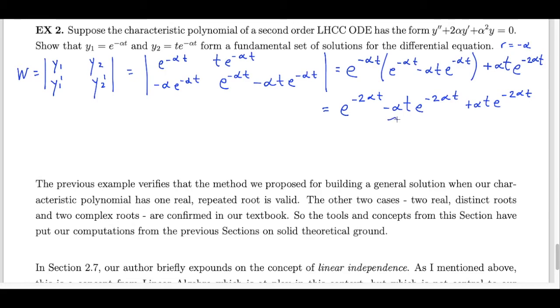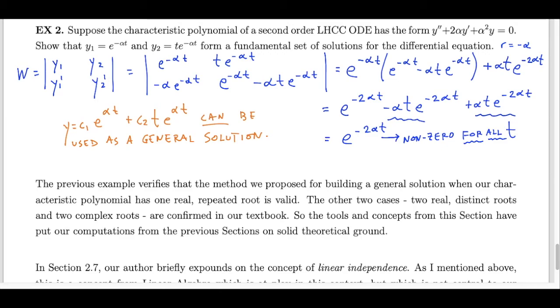And sure enough, these two terms will cancel each other out. So I'm left simply with e to the negative 2 alpha t. And no matter what alpha is, this expression here is non-zero for all t values. So I've calculated the Wronskian of these two functions, and it is an expression which is non-zero. And it's non-zero for all t values. Therefore, it's certainly non-zero on an interval of t values. So we can conclude that these two functions do, in fact, form a fundamental set of solutions for this differential equation, and we can, in fact, build our general solution out of these two ingredients.